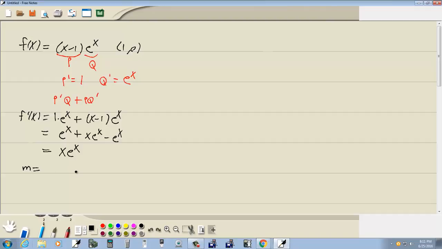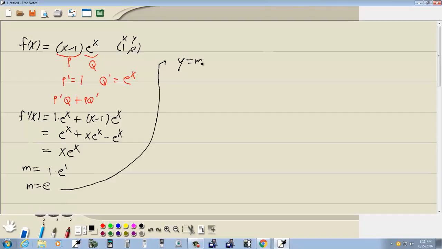Now we want to plug in the x part of our point. This is the x and this is the y, and change our derivative notation to m. So we're going to plug 1 in for x. So I got 1 times e to the first power, which means m is just equal to e.